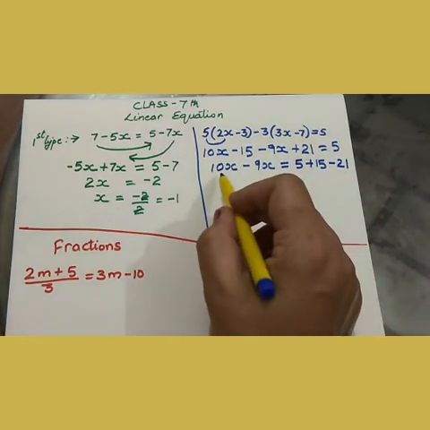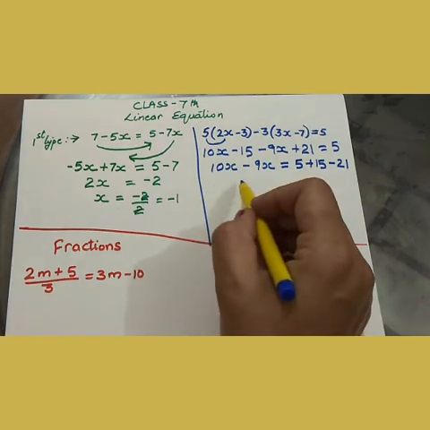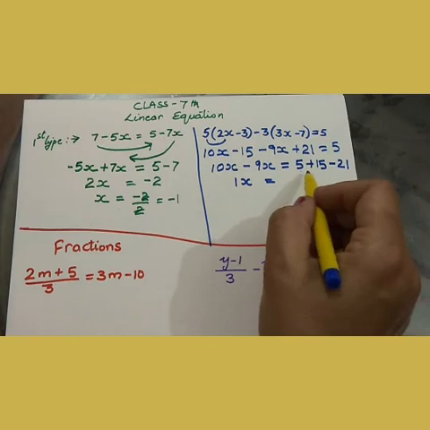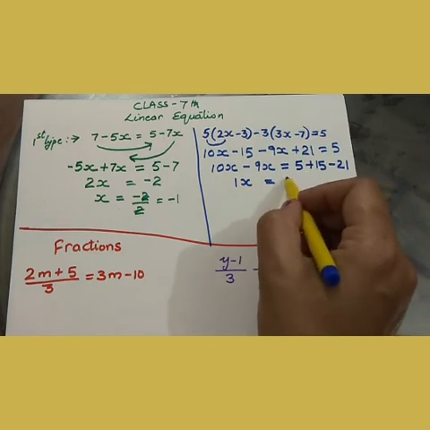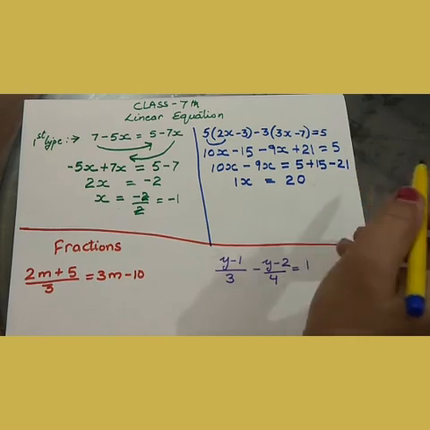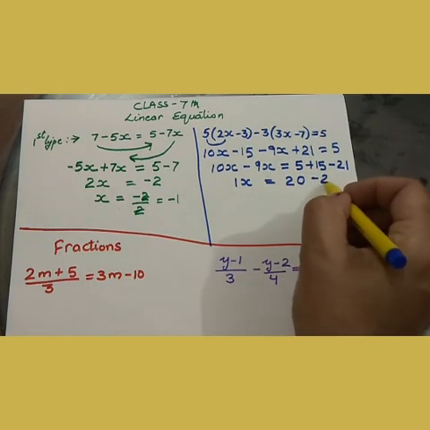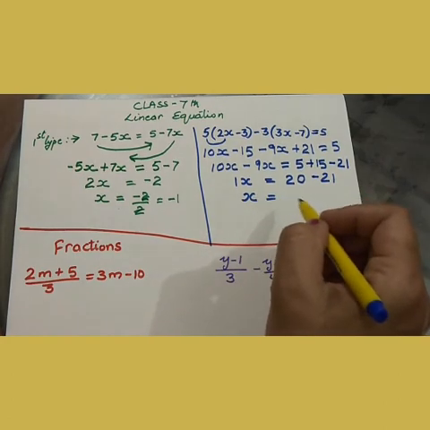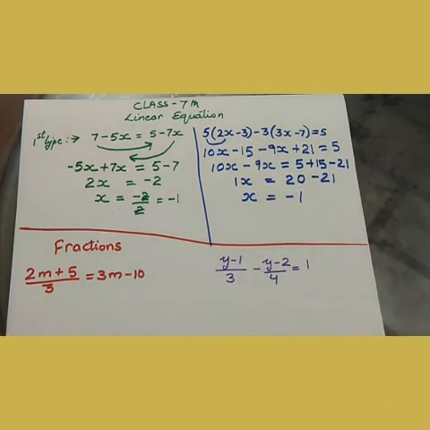Now solving the equation, 10x minus 9x is 1x. Next is adding the positive integers together. This will become 5 plus 15, both are positive, so 20, minus 21. Now x is equal to 20 minus 21, which is minus 1.